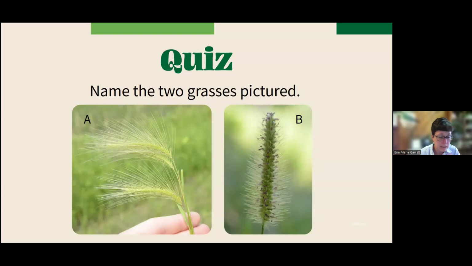Okay, we're going to do a quiz based on those four that we did. Go ahead and put in the chat what two grasses do we have here. You can do A for the first one and B for the second one.